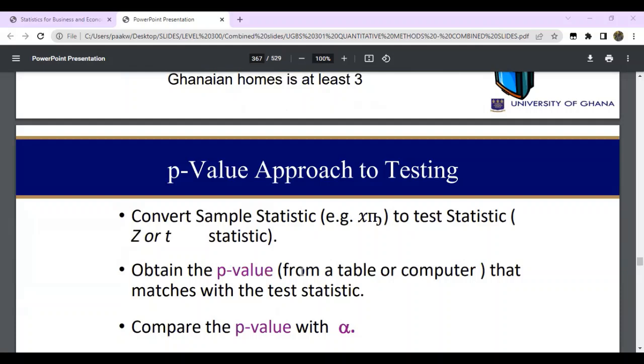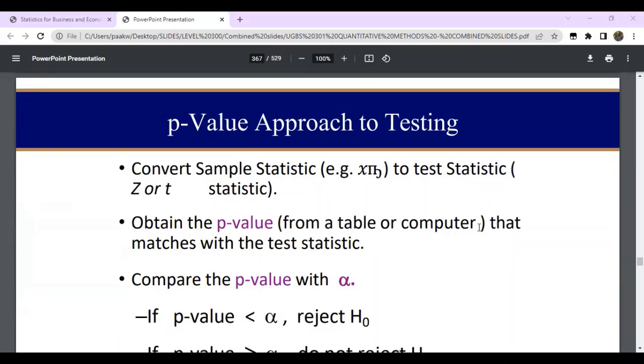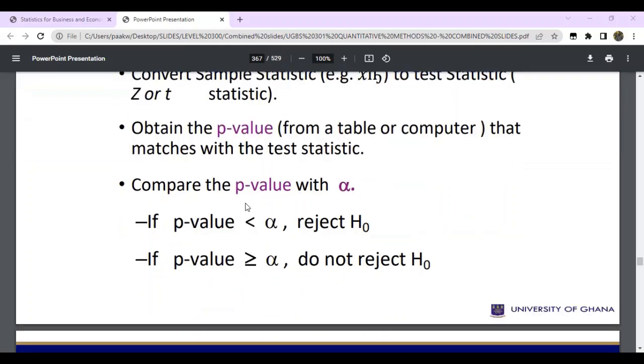Then this is the p-value approach that I was explaining. So convert sample statistics, that's the X bar, to test statistic. So we are converting to Z or T test. Obtain p-value from a table or a computer that matches with that test statistic. So after computing your Z value or T value, you then find the probability of it using the table. If it is T, you find the probability of that value using the T table. If it is Z, you find the probability of that value using the Z table. Then you compare the p-value with alpha.